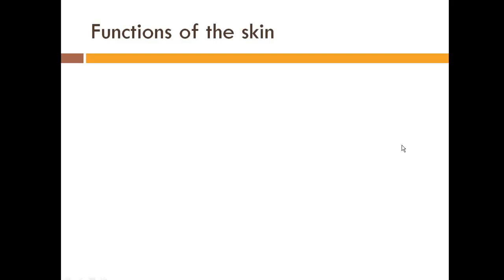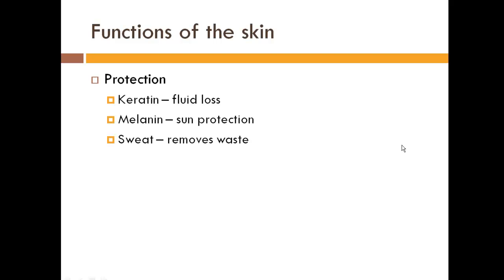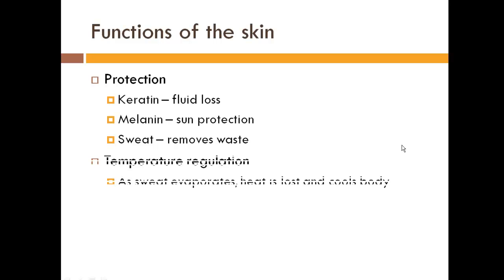Now, as I wrap things up, I just want to bring to your attention 3 main functions of the skin. Well, the primary function of the skin is protection. After all, it is the largest organ in your body. And that protection comes in the form of keratin, which helps prevent dehydration, from melanin production, which protects from the sun's UV rays, and sweat, which removes waste.